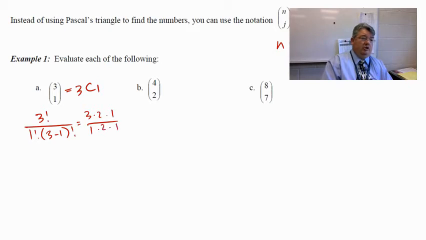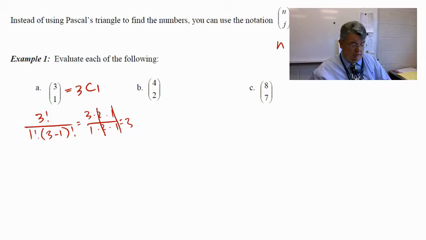2 times 1. Well, the 2's cancel. The 1's cancel, and I get 3 over 1. Well, that's just 3. Okay, now I probably don't do it that way. I'm going to look at this and say, hey, this is the same as 4 choose 2.